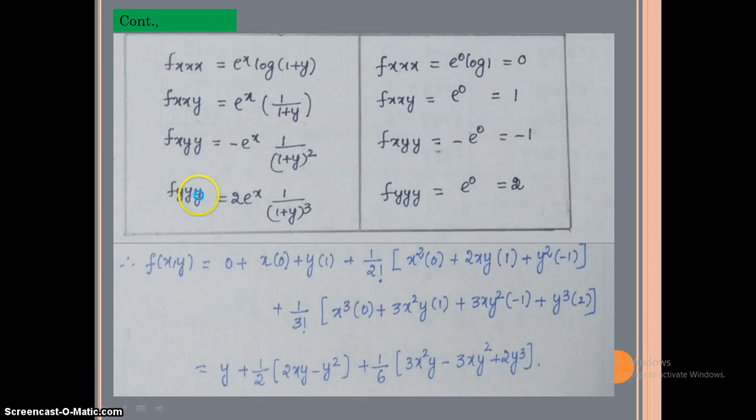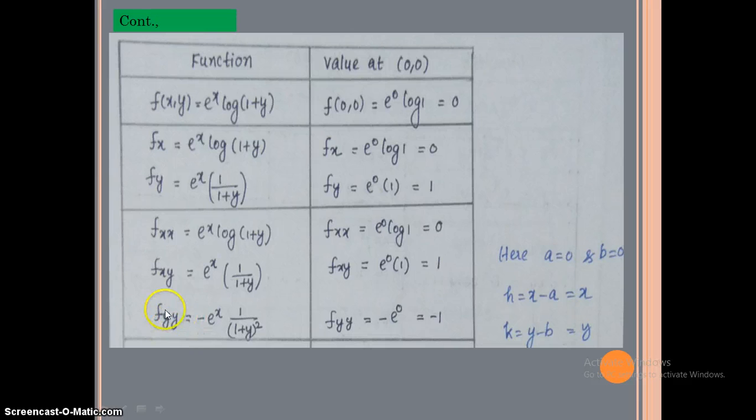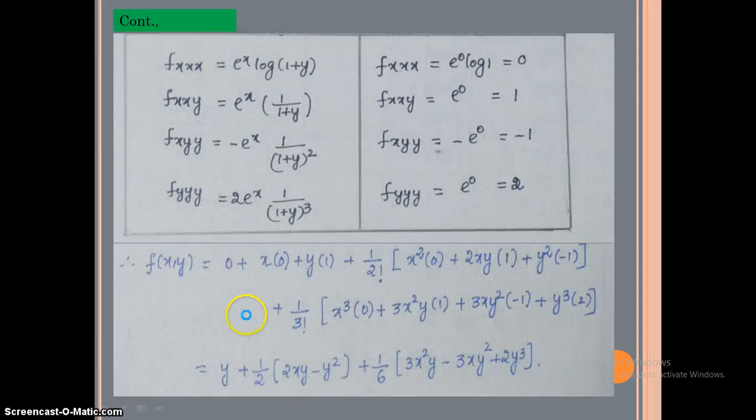Then f triple y. So what is f triple y? Already we know the f double y. Again with respect to y, e power x is constant, we can write as it is. Differentiation of 1 by x square is minus 2 by x cube, that is a formula. So that is 2 divided by 1 plus y whole cube, that is minus 2. So we get 2 e power x into 1 by 1 plus y whole cube.